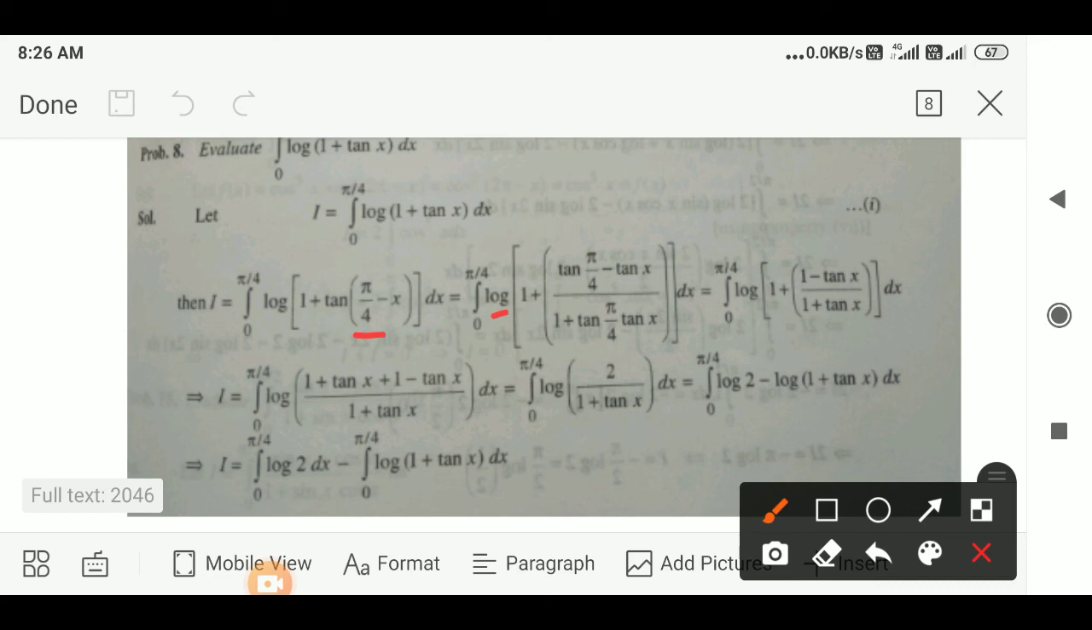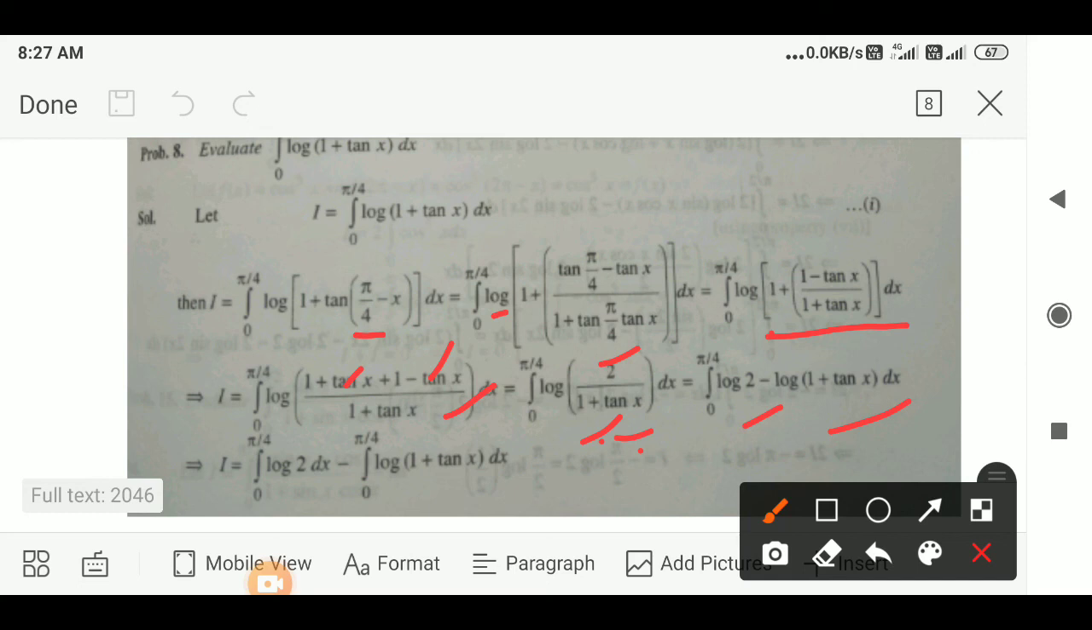So we get the integral from 0 to pi by 4 of log of (1 minus 10x)/(1 plus 10x). Now we take the LCM, we get log of (1 plus 10x plus 1 minus 10x) upon 1 plus 10x. Now cancel out 10x, we get the integral from 0 to pi by 4 of log 2 upon 1 plus 10x, dx. Now you use the property of log a upon b is equal to log a minus log b. So this will be log 2 minus log of 1 plus 10x.